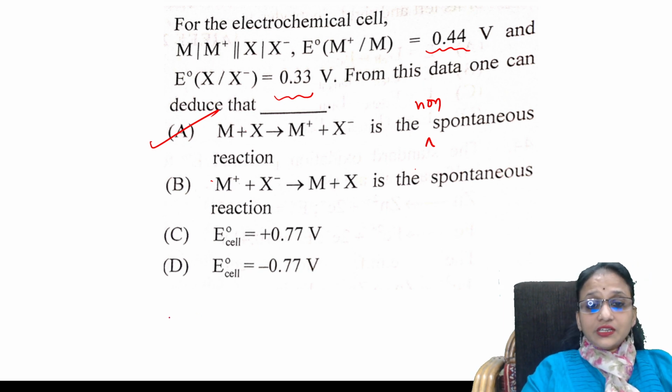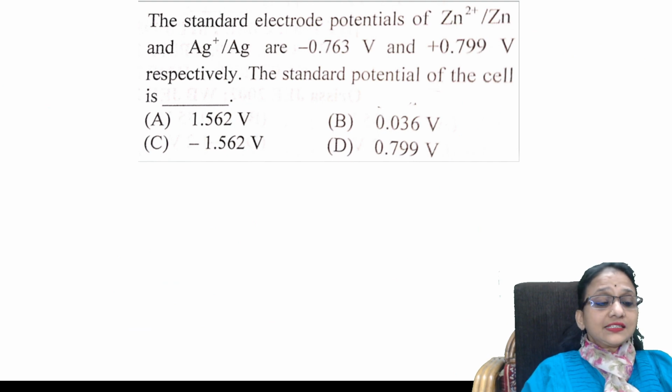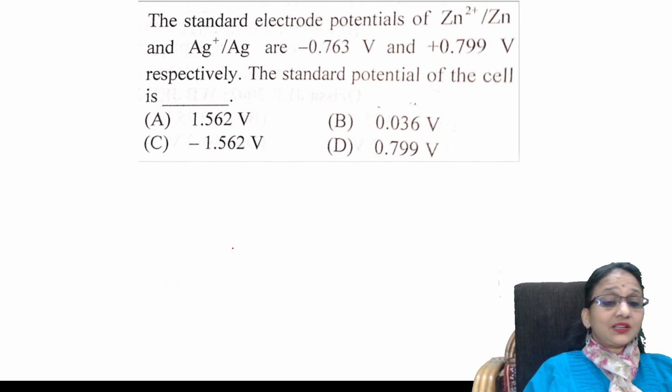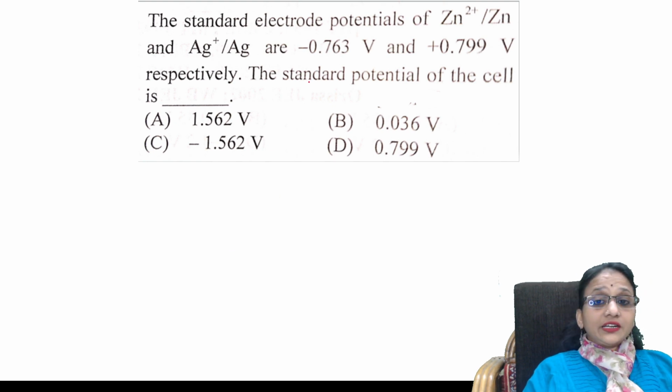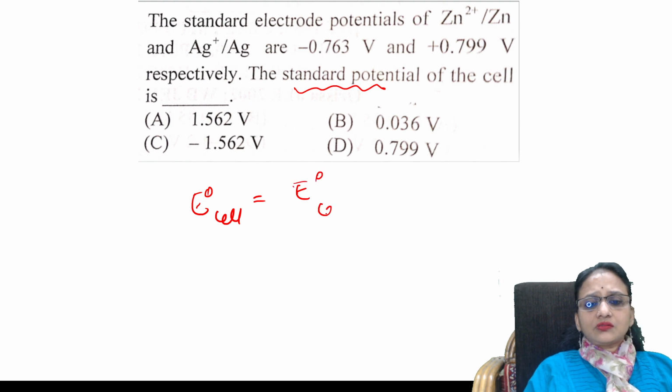Next question. The standard electrode potentials of zinc plus 2 and zinc, and silver plus and silver are given here. What should I calculate? I have to calculate the standard cell potential. Easy. E naught cell is equal to E naught cathode minus E naught anode.